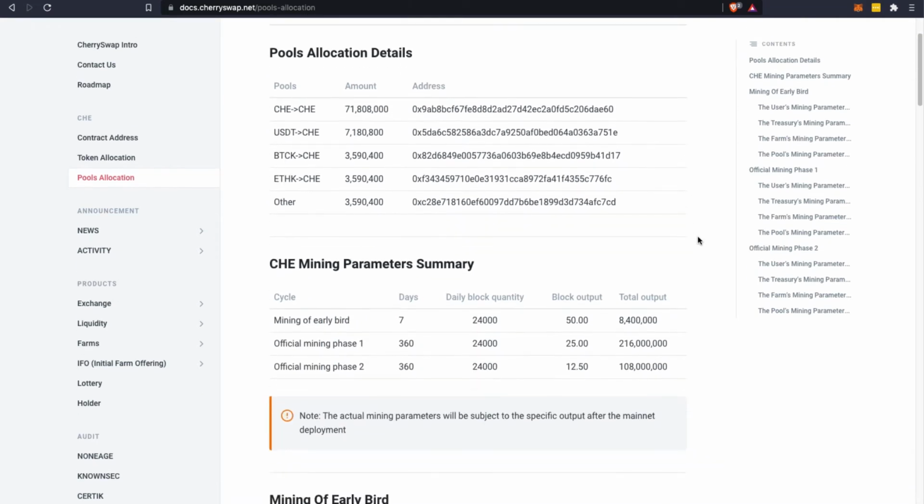So when you're staking or yield farming on CherrySwap, these are the various pool allocations in order to earn Cherry tokens. When they started off, during the first 7 days, they had this early bird mining, special for those early adopters, where the block output is 50 Cherry tokens per block. It's quite significant when you are really early into the game. And as of right now, it has already transitioned to phase 1 of their official mining with a block output of 25 Cherry tokens per block.